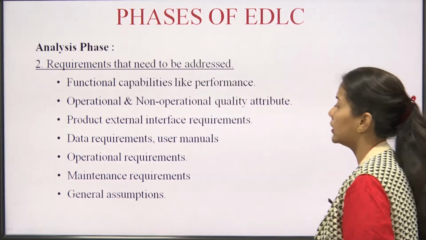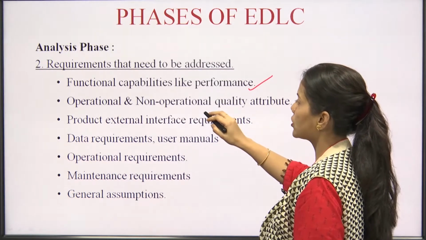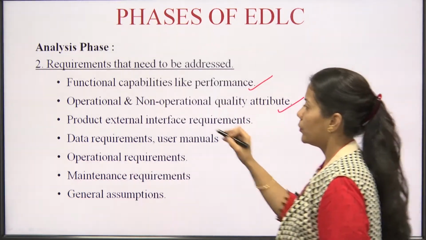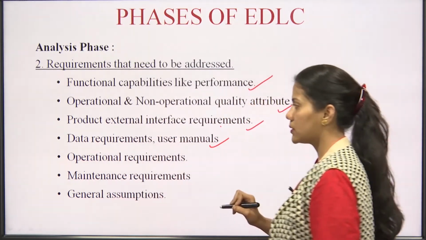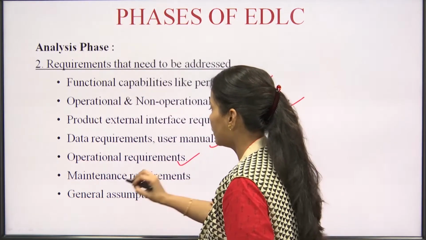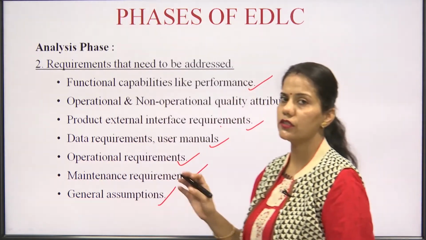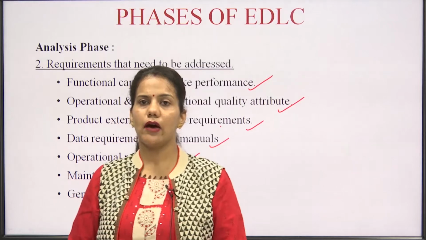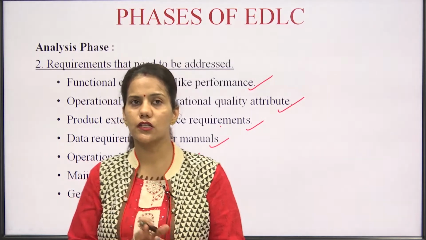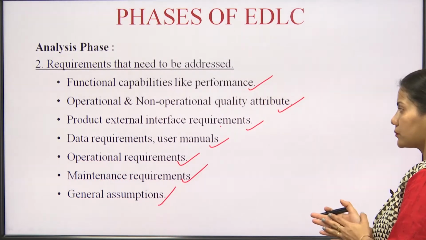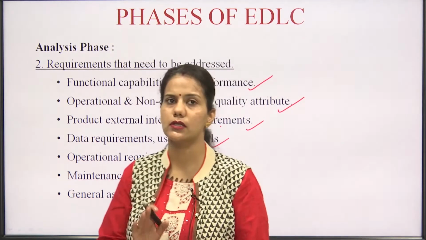Next, the requirements that need to be addressed, that is the functional capabilities like performance, operational and non-operational quality attributes, product external interface requirements, data requirements or user manuals, operational requirements, maintenance requirements and general assumptions. So, all these requirements need to be addressed in the analysis phase. Any type of analysis has to be done in this phase only, whether it is functional or non-functional. For the product requirement, data requirements, user manuals, operational requirements, all these have to be discussed in this phase.